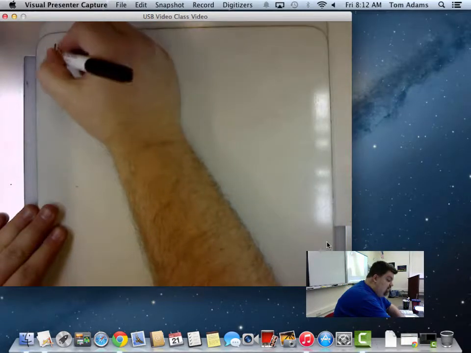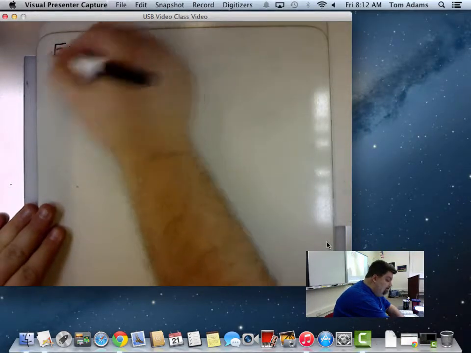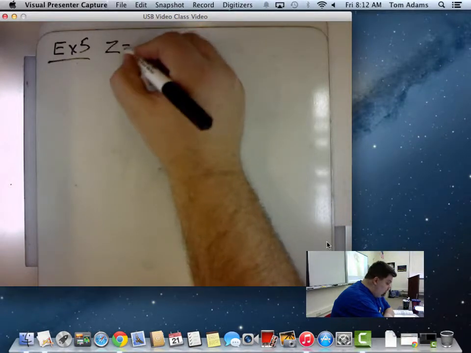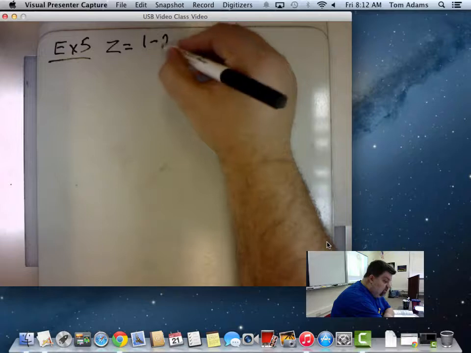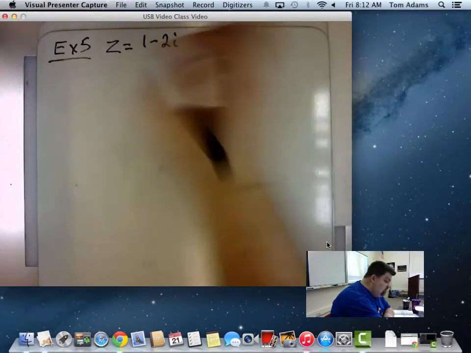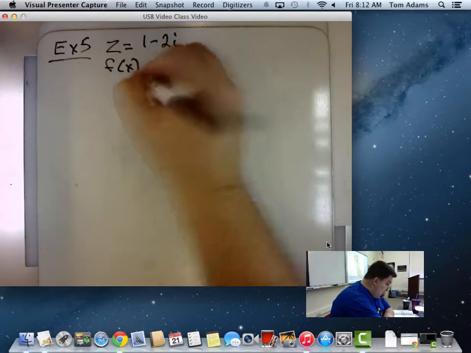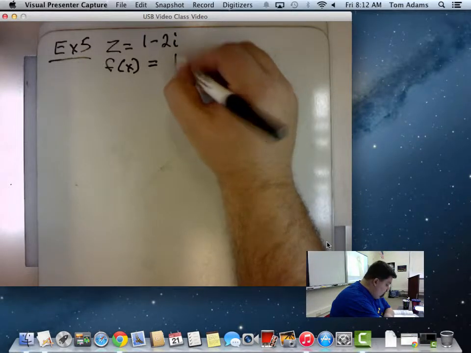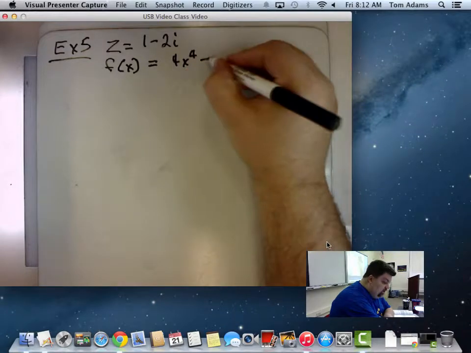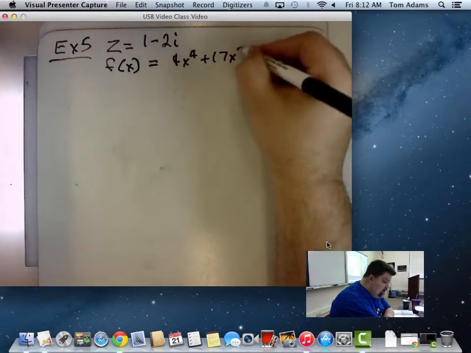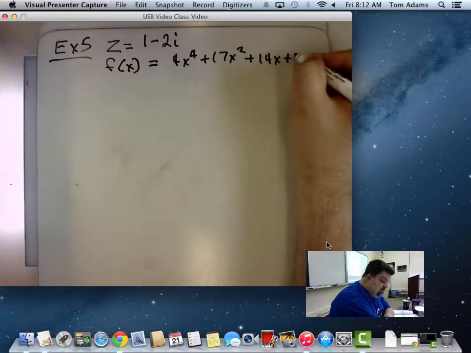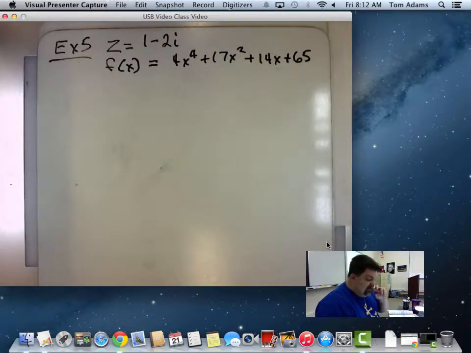So now for example number 5, we're going to be given the complex number z, which is equal to 1 minus 2i, and we're told that's a 0 of the function f of x is equal to 4x to the 4th plus 17x squared plus 14x plus 65. Okay? Does that make sense?